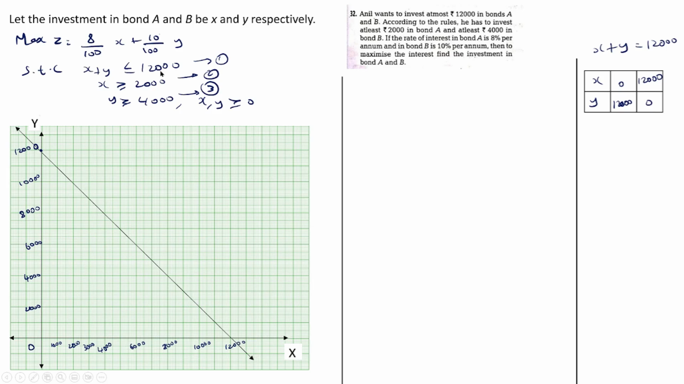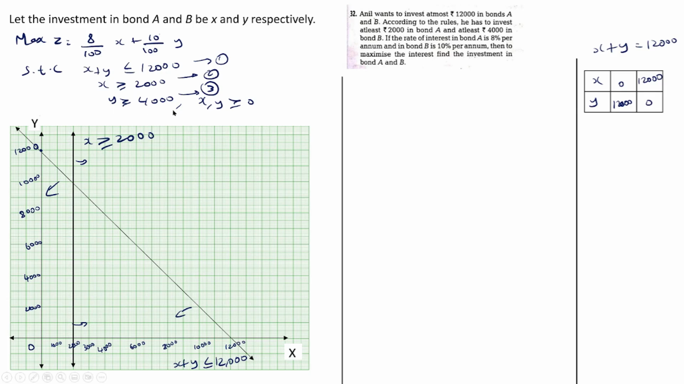Now x plus y less than or equal to 12,000, it is the half plane containing the origin. So it is this part. This is x plus y less than or equal to 12,000. And next we have x greater than or equal to 2,000. X is equal to 2,000. It is a straight line passing through 2,000, 0 and parallel to the y-axis. So this is the line x is equal to 2,000. X greater than or equal to 2,000, it is the other side of the origin. So it is this part.